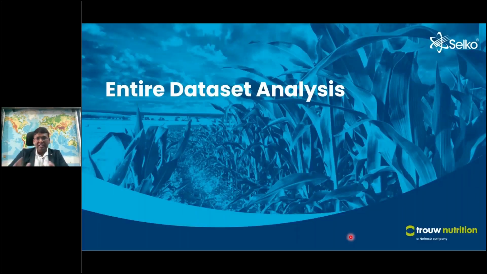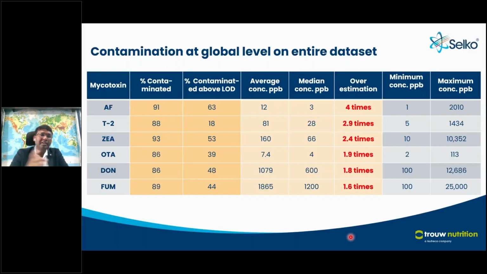So moving to the entire data analysis, that means I don't differentiate between a feed and a raw material in these few slides. And you can see the percentage of contamination for aflatoxin was 63% when I apply the LOD. Without that, it would have been 91%. So the data can be misleading also. So it's important that we apply the limit of detection filter to these. T2 was 18%, ZR was 53%, OTA was 39%, DON was 48%, and fumonisin was 44% of contamination. So again, the filter of LOD is very important.